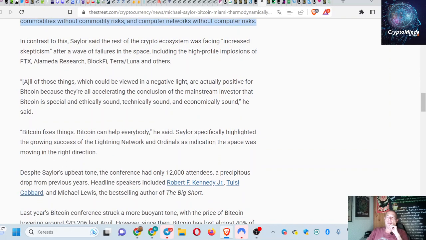Also, he said that the crypto ecosystem was facing increased skepticism after a wave of failures in its space, including the high-profile implosions of FTX, Alameda, Terra Luna, and BlockFi, and others. All of those things which could be viewed in a negative light are actually positive for Bitcoin, because they are all accelerating the conclusion of the mainstream investors. And Bitcoin is ethically sound, technically sound, and economically sound.